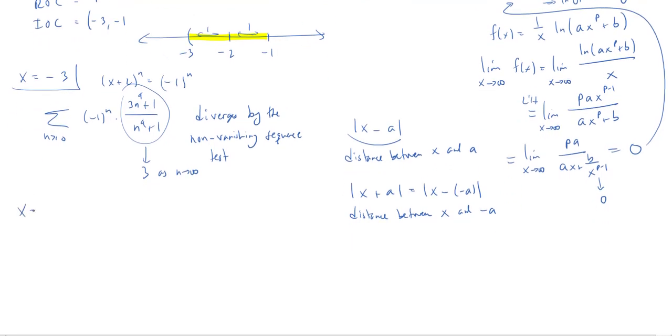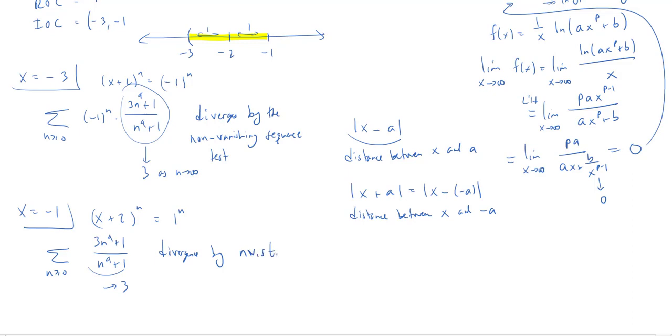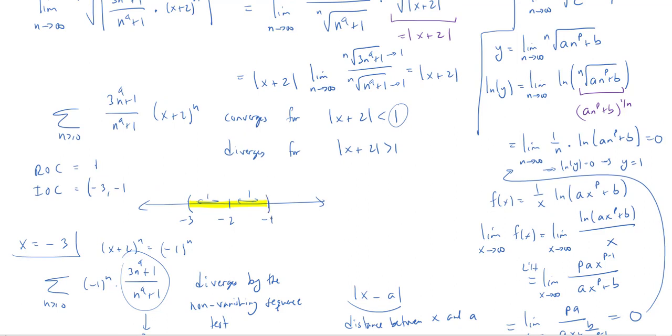And actually the same thing is going to happen for negative 1 as well. For negative 1, x plus 2 to the n is going to be negative 1 plus 2 to the n. That's just 1 to the n. And so our series, we have the exact same problem. There's no alternator anymore, but we still have an underlying sequence which is converging to 3. So again, this converges to 3. So we get divergence by the non-vanishing sequence test. So we can come back up, put another parenthesis around our negative 1, and our interval of convergence will be negative 3 to negative 1.